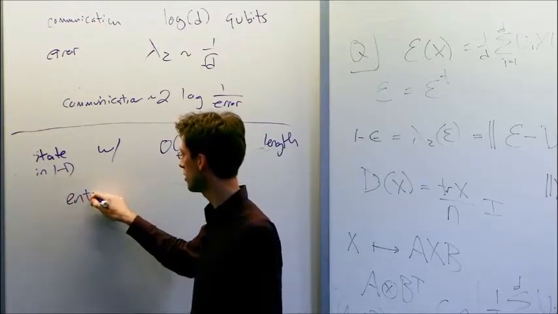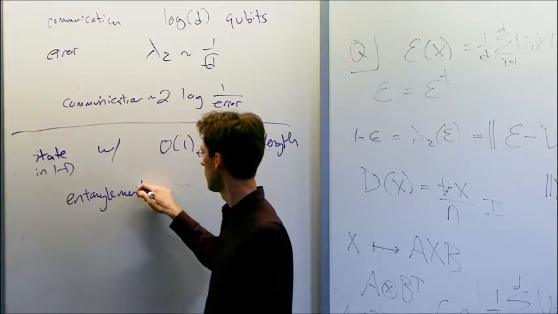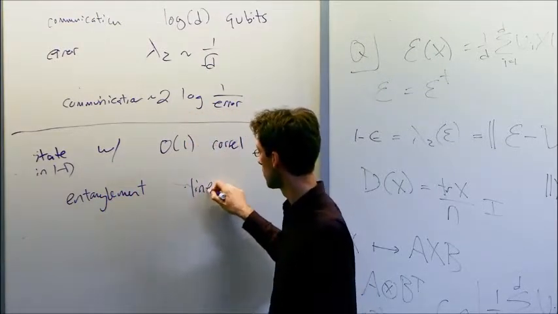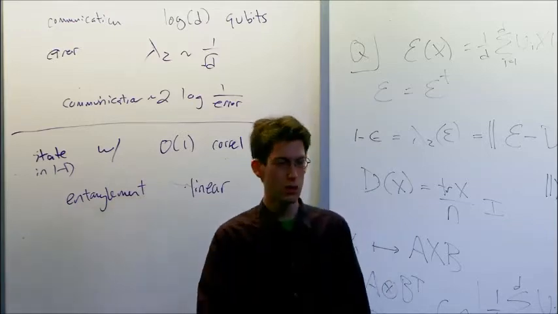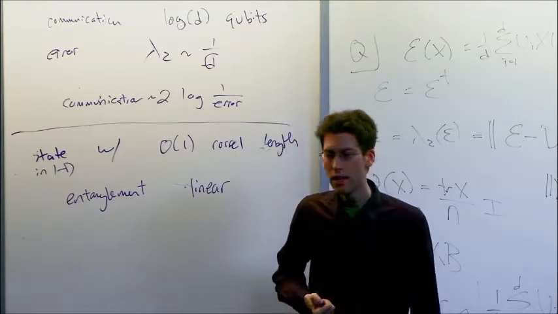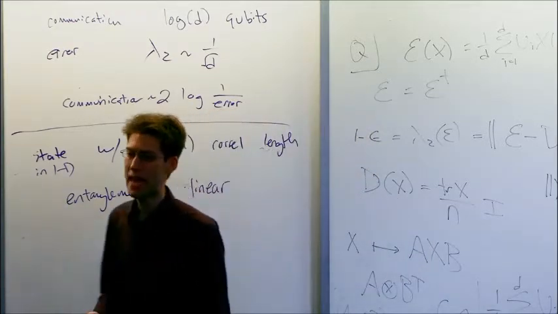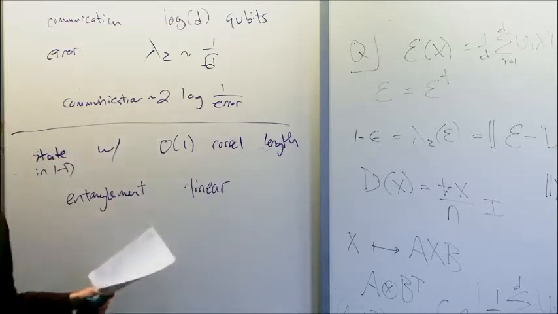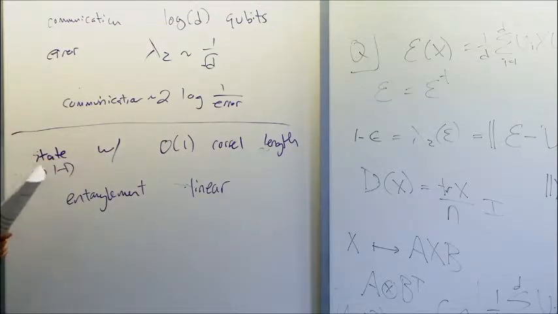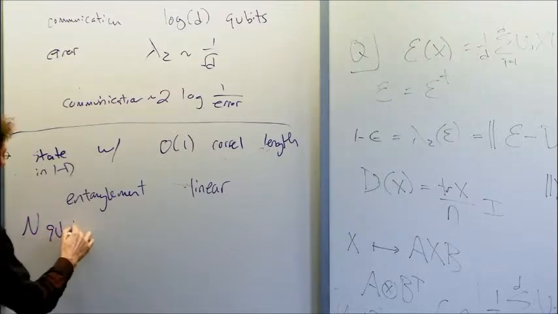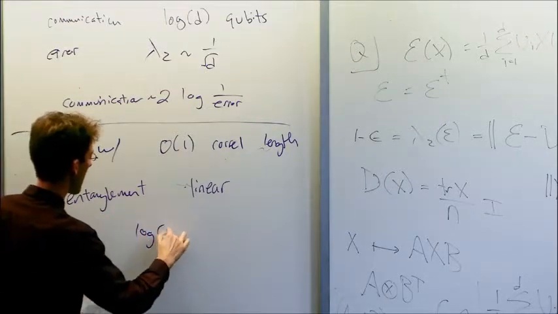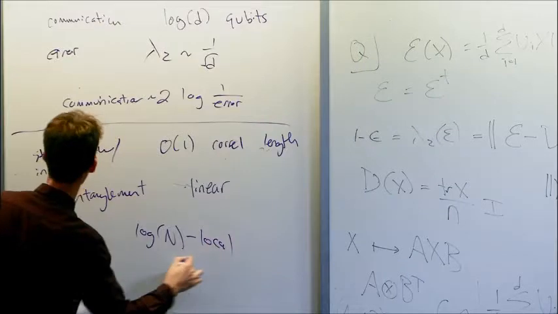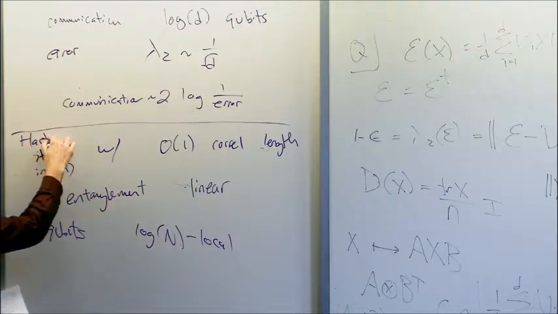The entanglement is linear in the number of qubits if you cut it, and it's the ground state of a gapped Hamiltonian, albeit one where the terms act on many qubits, logarithmic in the number of qubits. So if the total number of qubits is n, then it's log n local. So this is Hastings.